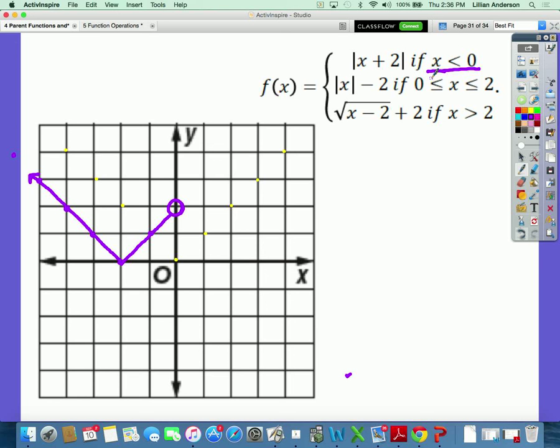The second one is another absolute value. This time I'm not moving left 2 or right 2. I'm moving down 2. So every point moves down 2 units.